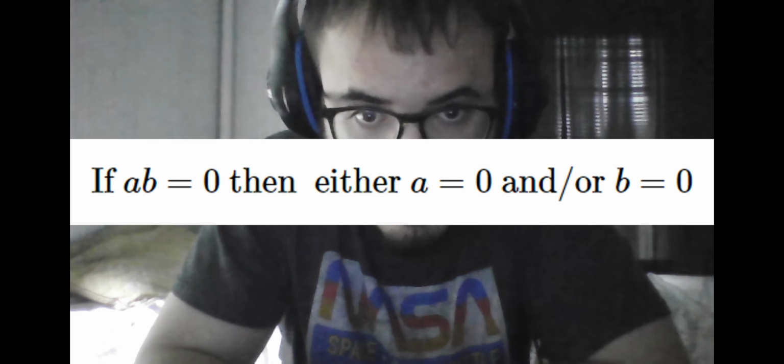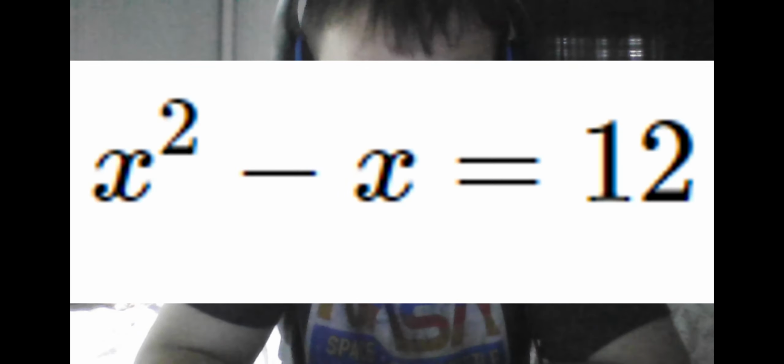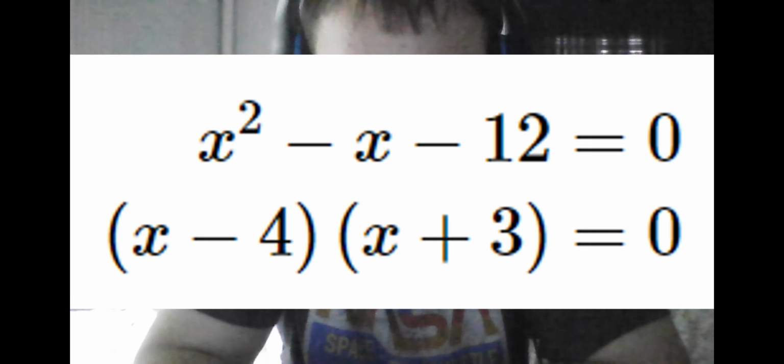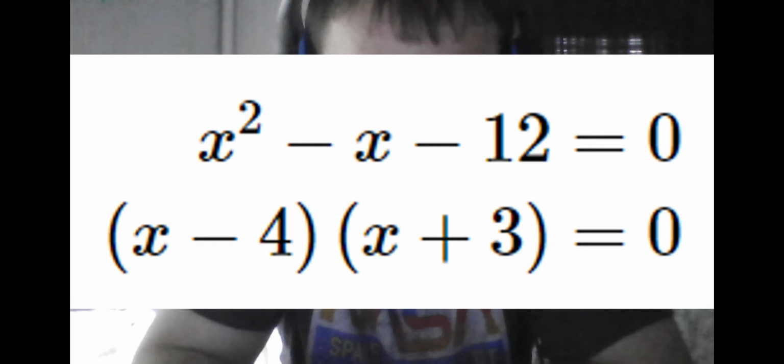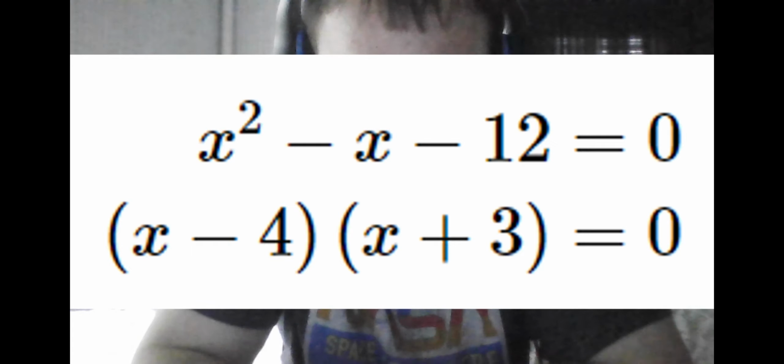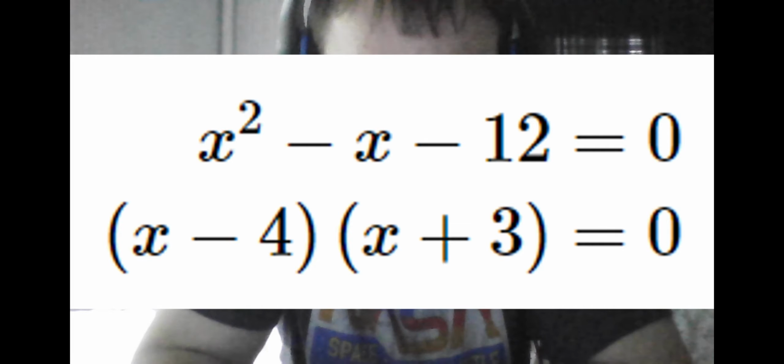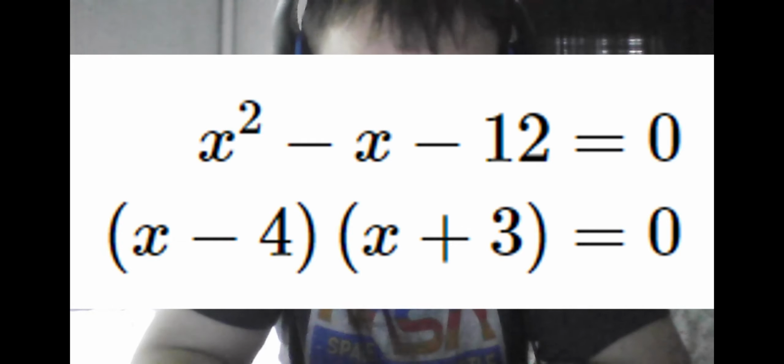So if we are given an equation like this, we see it may not be in standard form right off the bat, but we can simplify it into standard form by subtracting 12 from both sides. Seeing that c is negative 12 and b is negative 1, we conclude that the factors must be negative 4 and 3 by the AC method. So in turn, we can conclude that x equals 4 or negative 3, because x minus 4 equals 0 means that x must be 4, and x plus 3 equals 0 means that x must equal negative 3.